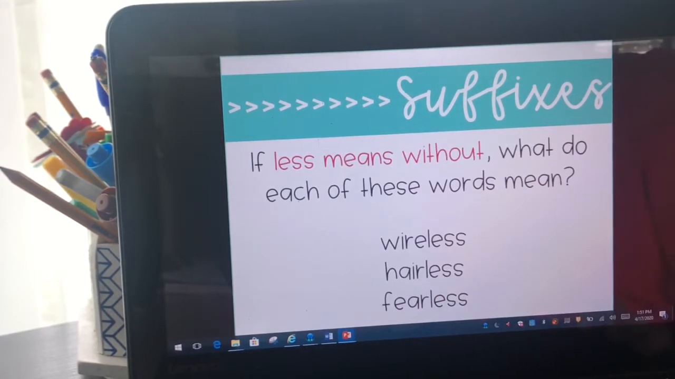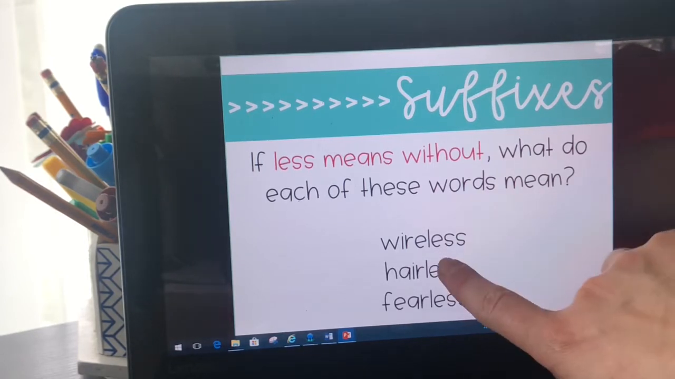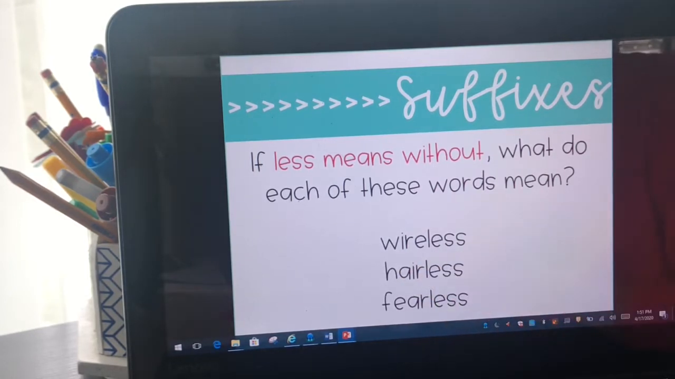Let's try these 3 words with the suffix less, wireless. So if it's less meaning without, then we are without the wire part. If something is hairless, like a hairless cat, the cat has no hair. And if you're fearless, you are not full of fear, you have less fear. You are without fear.